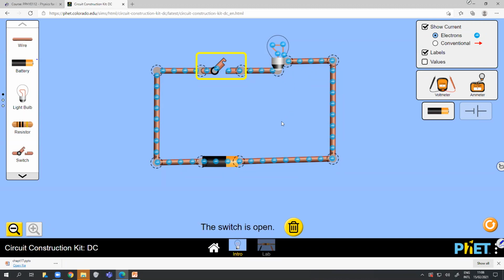You already have the answer by looking at the simulation. If you haven't seen the simulation, suppose I didn't show the current. I should have done that. I don't show the current. Close the switch, the light comes on immediately. Open the switch, almost immediately.